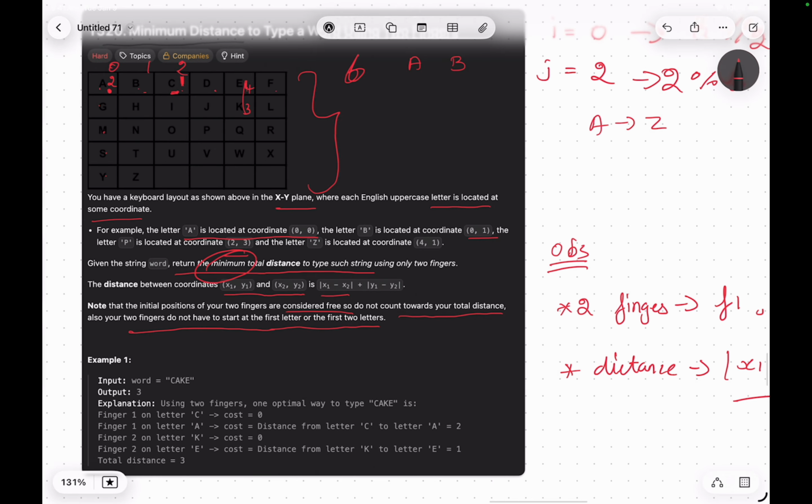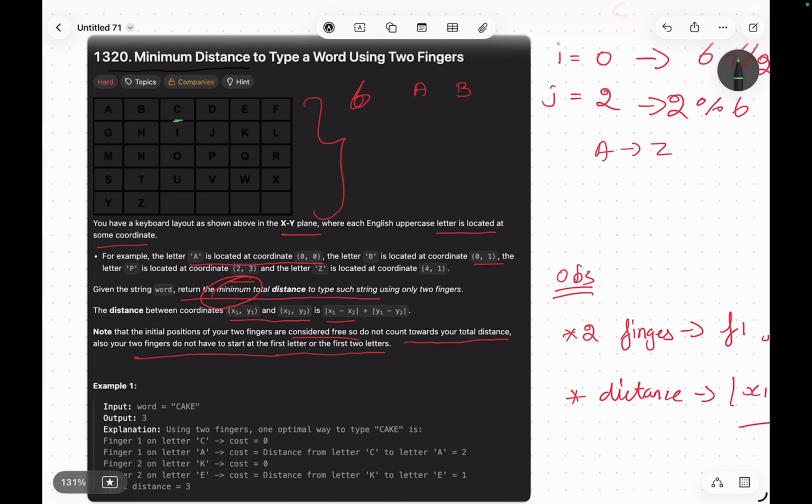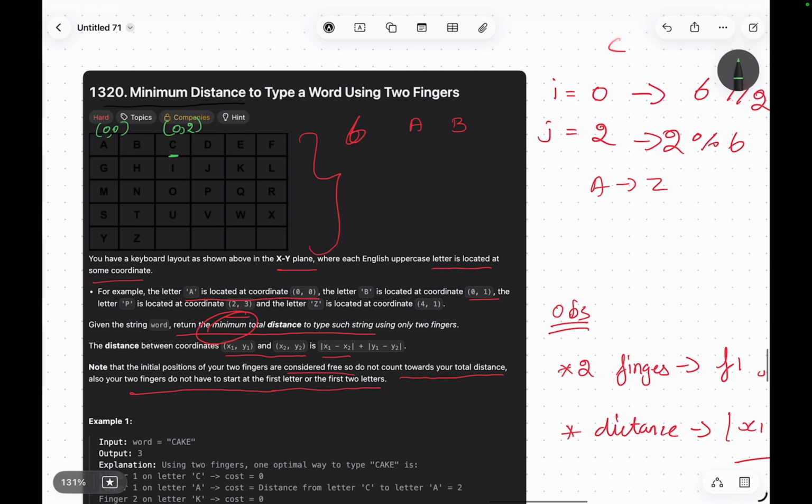So let me clear this. Now we are standing at this position, which is 0, and if we are choosing finger 1 as the next decision, we type this, which is 0 2 and 0 0. Now the distance is 2, right? And see, A is done, and K.